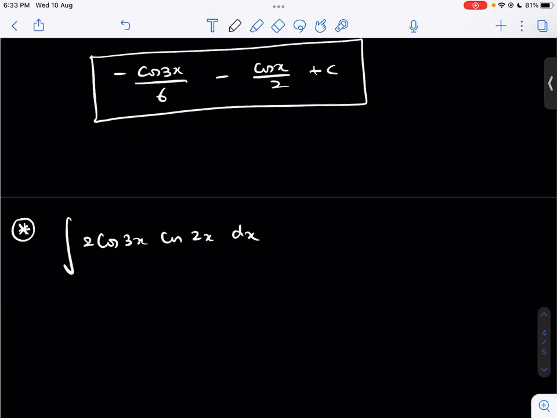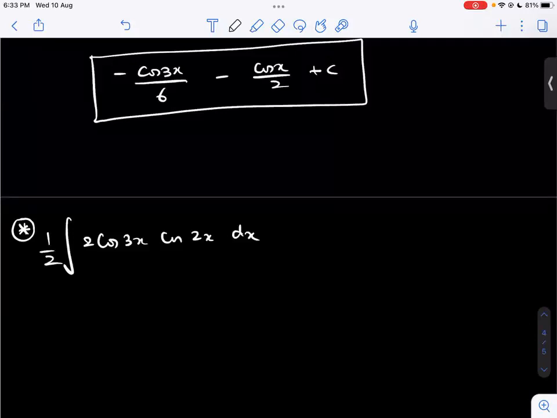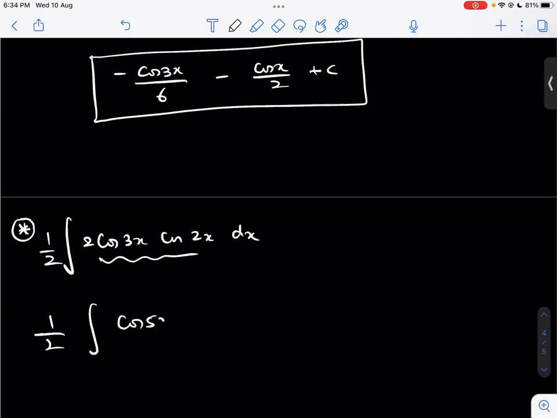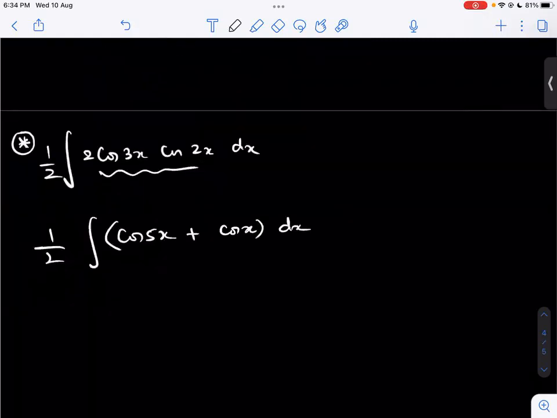Okay. So multiply and divide with 2 in the first place, the first step, right? Once you do that, what are we supposed to do? Half into integral of, this will become cos 5x plus cos x. Is that what you wrote? Just cos 5x plus cos x. Why cos 5x? Because first cos, you need to add both the angles. Second cos, you need to subtract the angles.